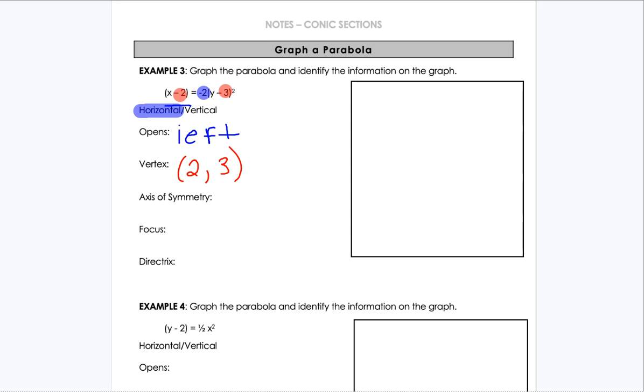All right, so you can use a sketch to help you if you need to before you actually formally graph it. If I know my vertex is at (2, 3), and it's opening to the left, then I know my axis of symmetry is going to be a horizontal line. So it's going to be at y equals, and remember, it has to go through that vertex point. So it has to go through the y value of 3 based on my vertex.